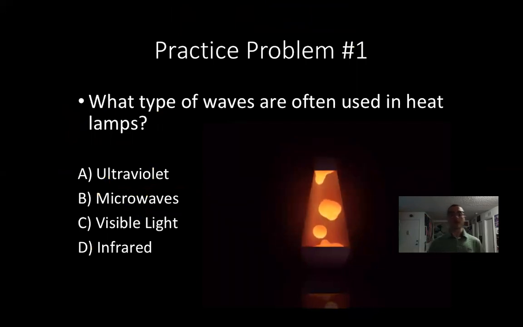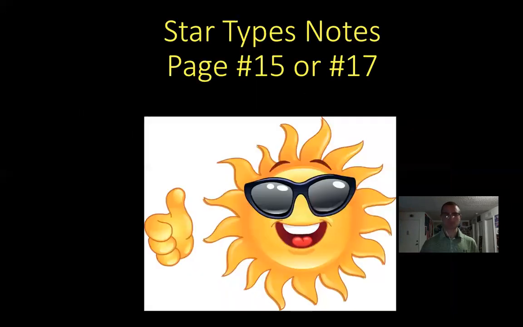What type of waves are often used in heat lamps? Is it A, ultraviolet? This is from our vocab listed from the wave types. Is it A, ultraviolet, B, microwaves, C, visible light, or D, infrared? Which best fits the idea of heat lamps? And the correct answer is going to be D, infrared. Again, infrared is what creates and causes those heat lamps, right?